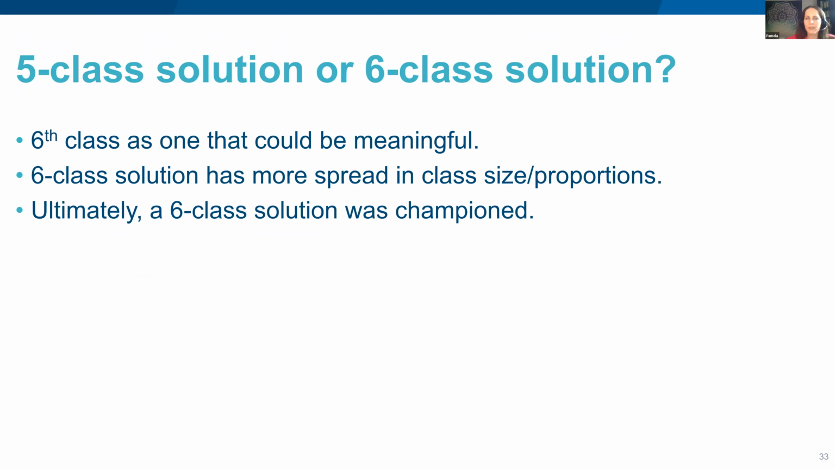What we saw when we really dug into these parameters, looked at the solutions in a very detailed way, and plotted some means, was that the 6-class solution was substantively unique from the 5-class solution, and seemed like it could be meaningful for the field. Also, the 6-class solution had more of a spread in class size and proportions. Ultimately, for these reasons, we ended up going with our 6-class solution as the one that fit the data best.